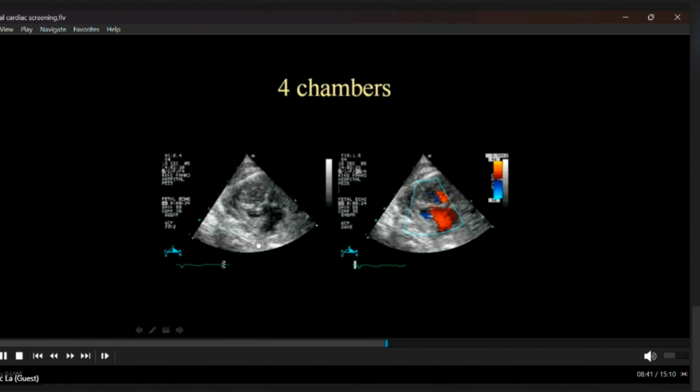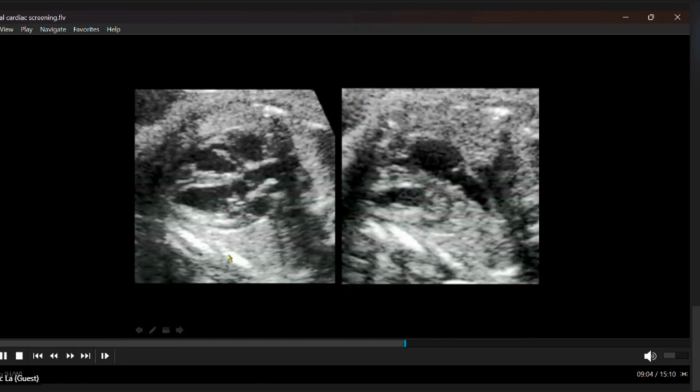If you notice here, I concentrated on the 2D images. You will rarely need the color. This is an example where you will need the color if you suspect a septal defect, like here. This is the interventricular septum. This is the tricuspid valve. This is the mitral valve. And then if we play the color, you will see that there is a ventricular septal defect here, which is small and not easy to see by 2D.